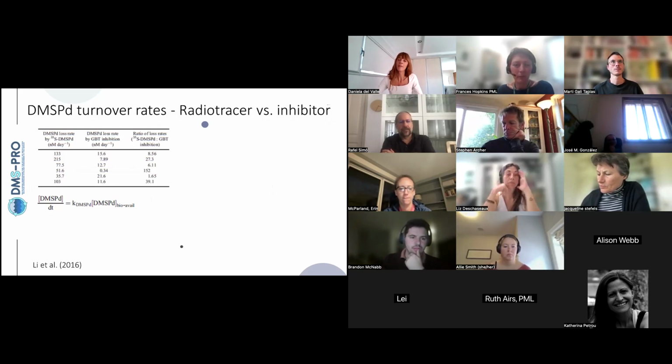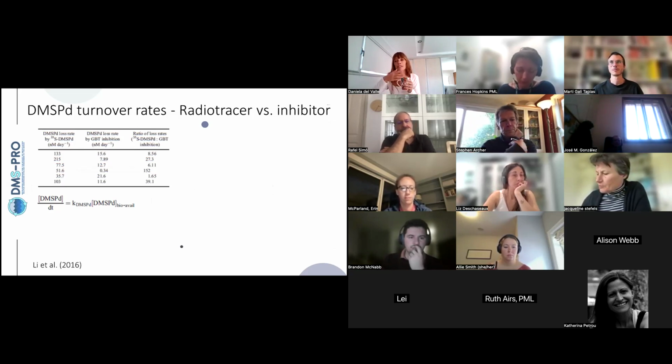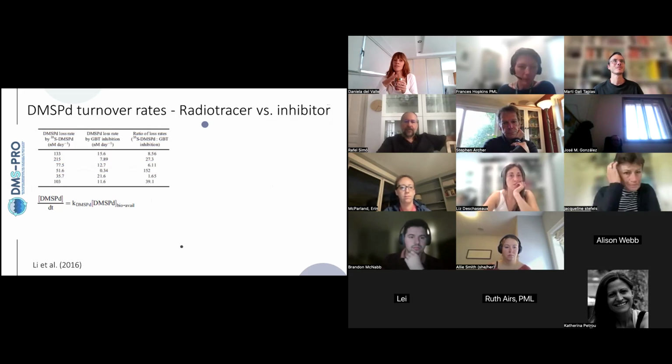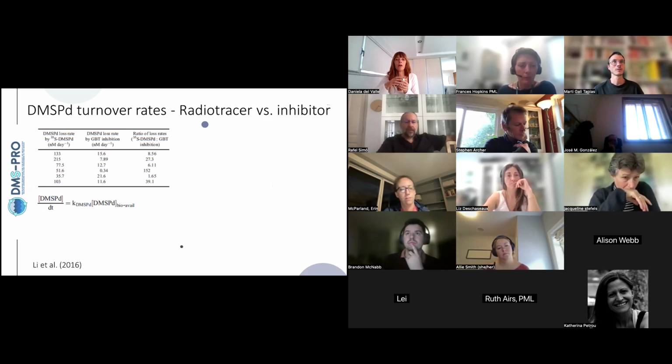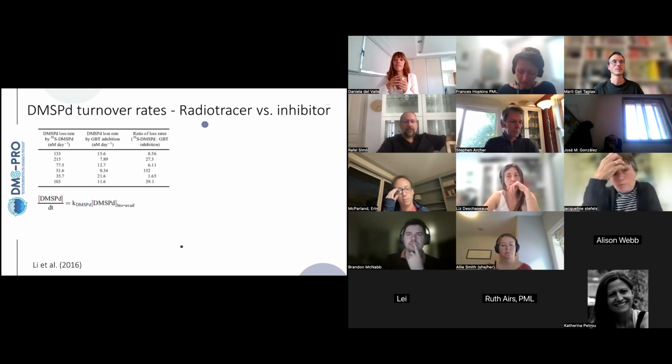But on the other hand, this is moving now into the DMSP turnover rates. This is a very interesting study by Lee et al., in which, by doing side-by-side comparisons of the radiotracer versus the inhibitor approach that Rafel just explained, they found serious limitations in the use of radio-labeled DMSP to measure the dissolved DMSP turnover rates. So in this table, you can see the comparison of the rates obtained by the two approaches.